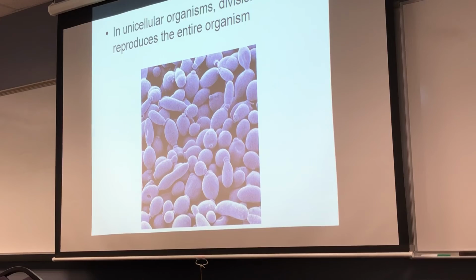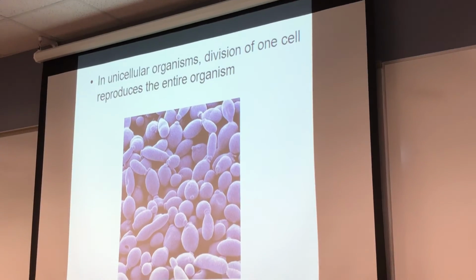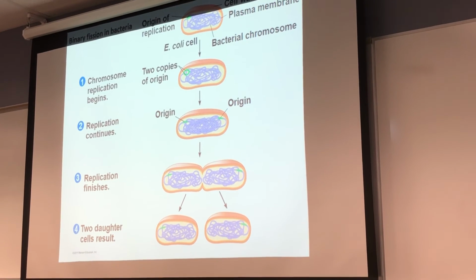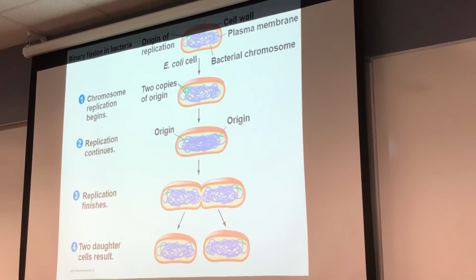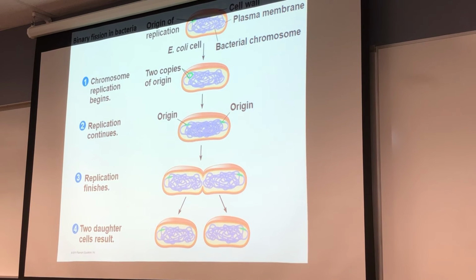Animal cells, plant cells. In unicellular organisms, such as bacteria, division of one cell reproduces the entire organism. And bacteria do not use mitosis in order to divide. They use binary fission. It begins with the origin of replication. Their DNA has a region called the origin of replication, and from there it begins to replicate. Because it is circular DNA, once it replicates, it begins to grow and expand.